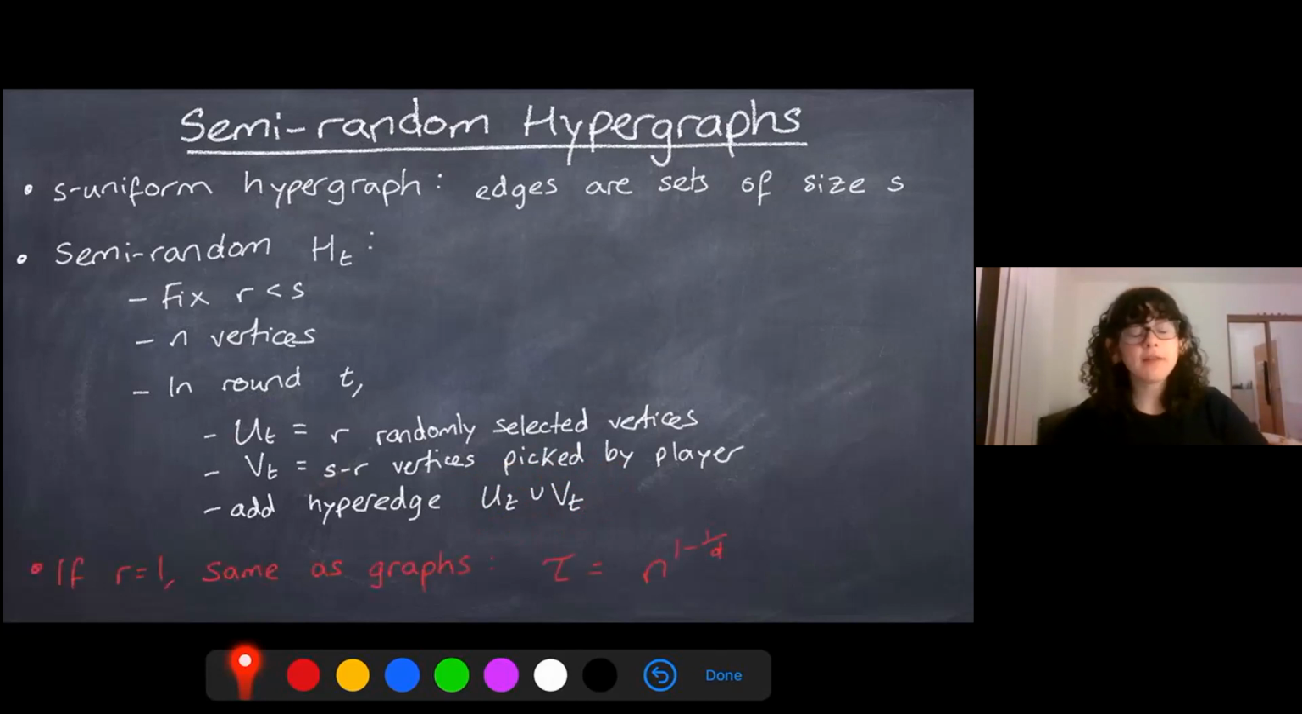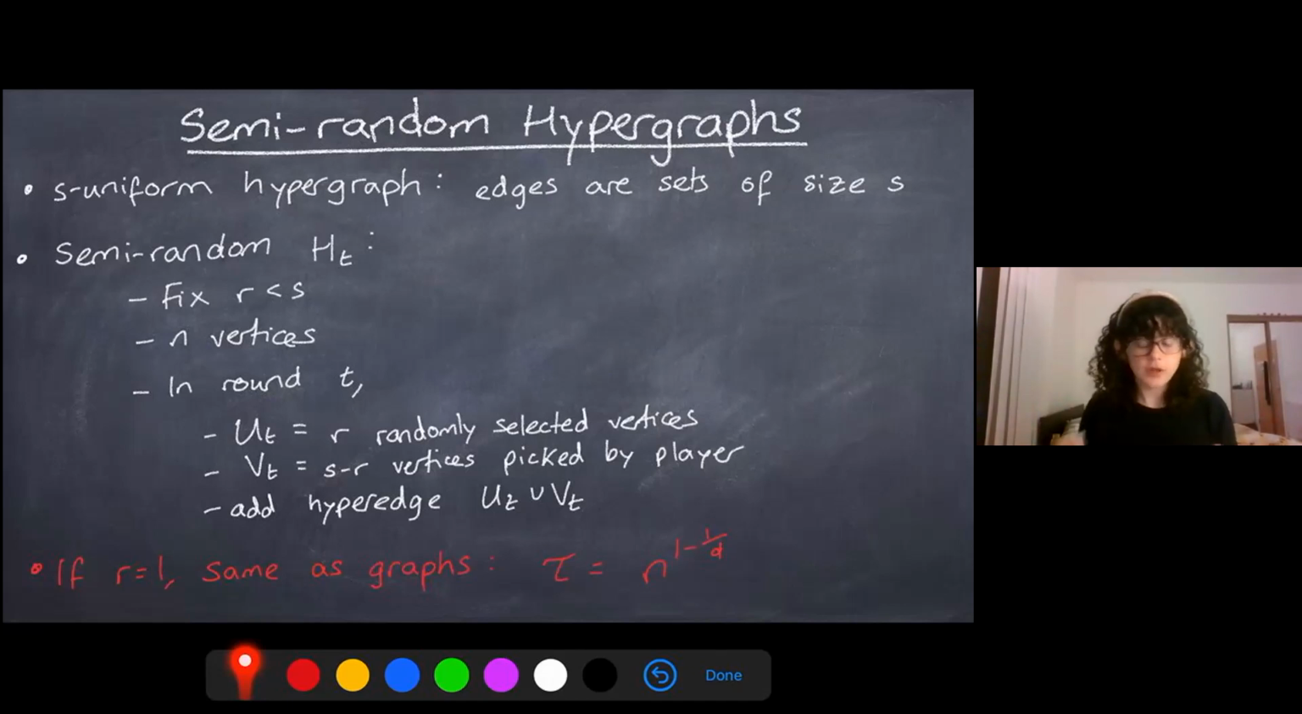So the nice thing about the hypergraph case, and the reason I want to mention it, is that if r equals 1, so what does that mean? That means that the random process is choosing one vertex at each time step, and the player gets to choose s minus 1 vertices and add a hyperedge of size s. Then the threshold for creating a fixed subhypergraph behaves exactly the same way as for graphs.